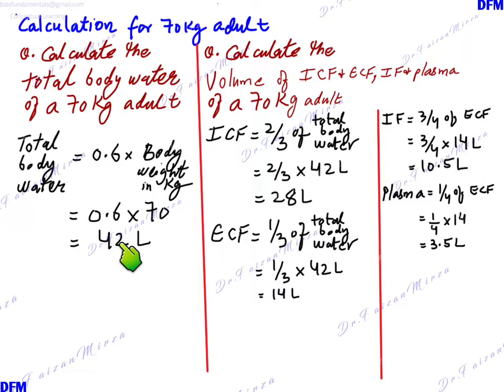So these values tell you that for a 70 kg adult, 42 liters of the body will be water. Out of those 42 liters, 28 liters will be present in the ICF and 14 liters in the ECF, whereas 10.5 liters of the ECF will be in the interstitial fluid in the tissue spaces, and 3.5 liters will be present in the blood vessels as plasma.